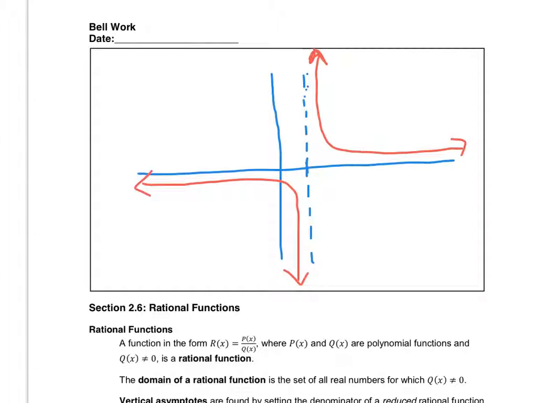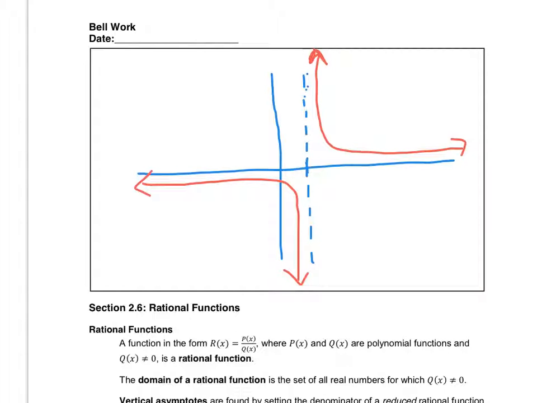Today we're talking about rational functions. Rational functions are when we have two polynomial functions divided. And so what happens is usually asymptotes are created.